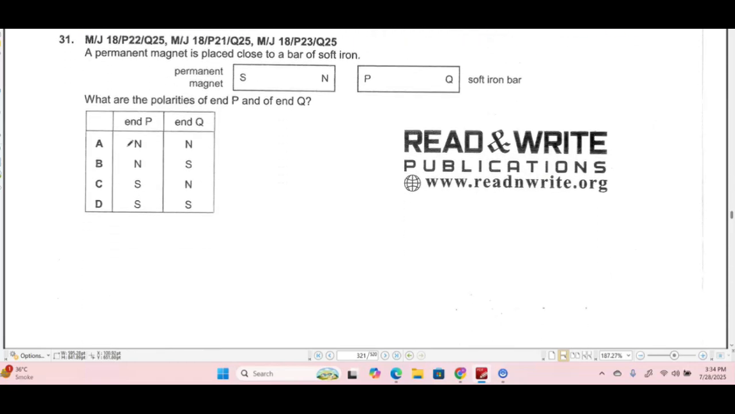Question number 31. A permanent magnet is placed close to a bar of soft iron. What are the polarities of end P and end Q? On end P, because it is going to get attracted towards the magnet, it is going to be a south pole, and over here it is going to be a north pole. So the answer that says P has S and Q has N, C, is the correct option.